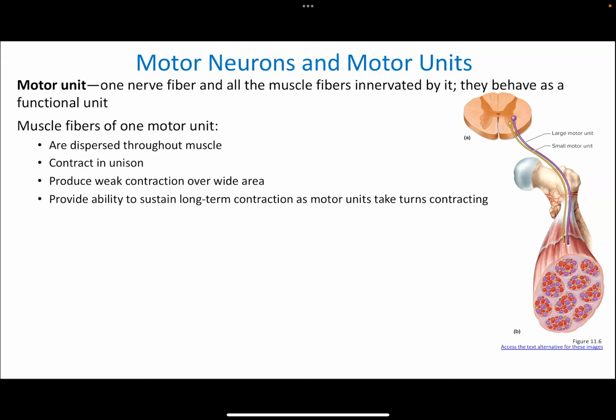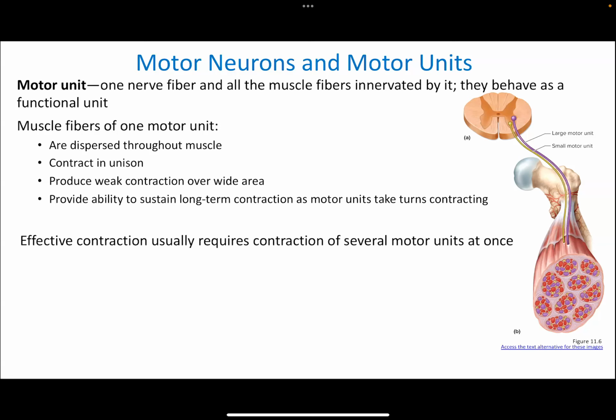And this allows us to have a long-term contraction because these nerve fibers can take turns, and they're not just using all of their energy at once. To have an effective contraction, you usually need several motor units stimulated at one time, but you don't ever use all of them at once.